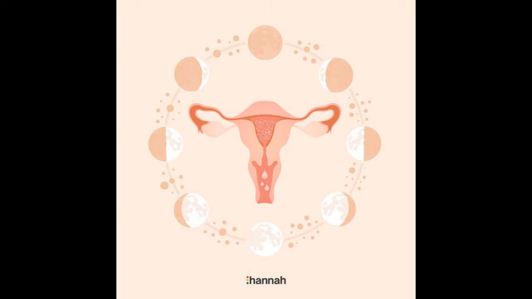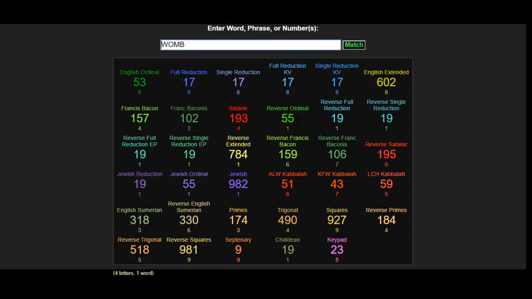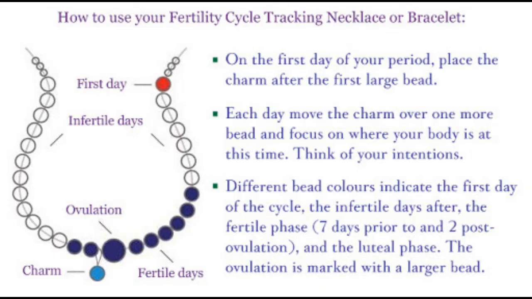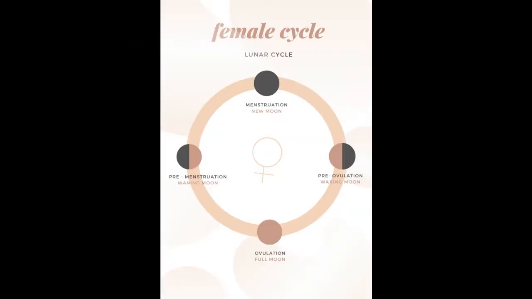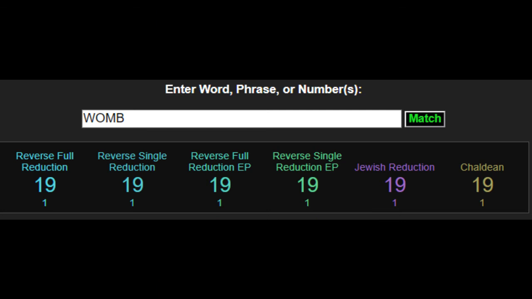We see the imagery of the womb synced up with the phases of the moon. And then when we look at the codes for the womb, we see similarities in the codes for the moon. And then we see a way to track your fertility cycle. We see the moon is synced up with the womb as far as a 28-day cycle. Okay, the cycle of the woman is synced up with the moon.